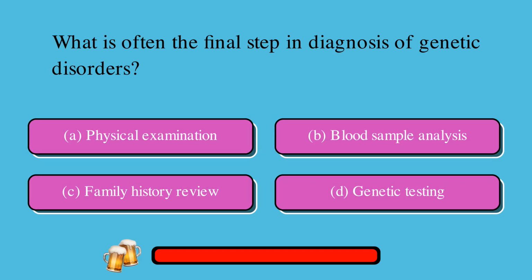What is often the final step in diagnosis of genetic disorders? A. Physical examination, or B. Blood sample analysis, or C. Family history review, or D. Genetic testing. The correct answer is D. Genetic testing.